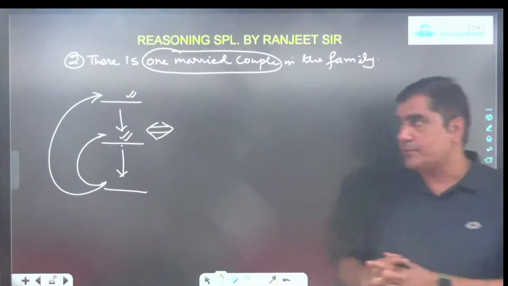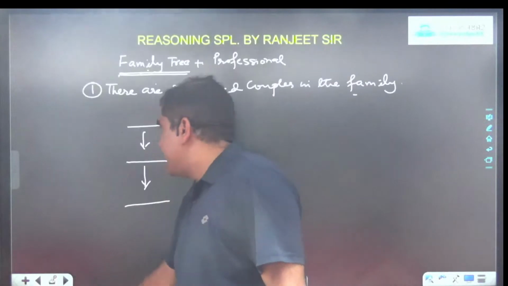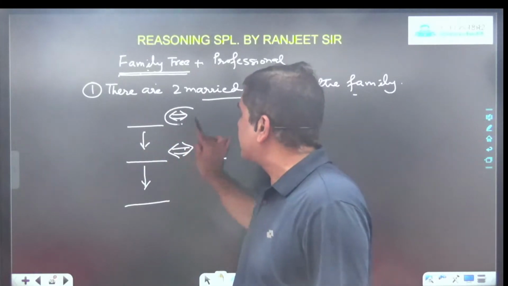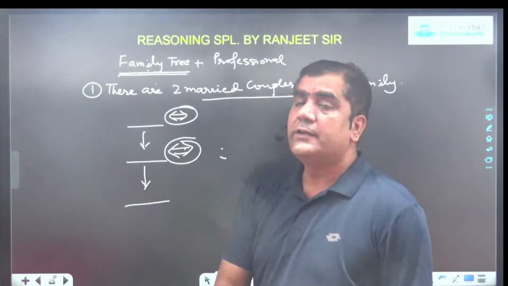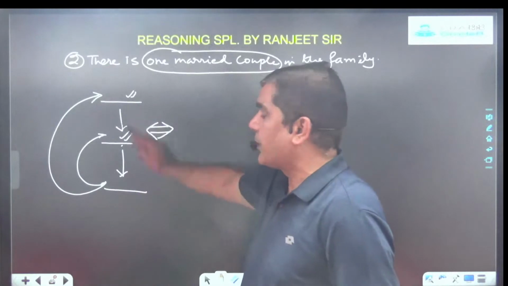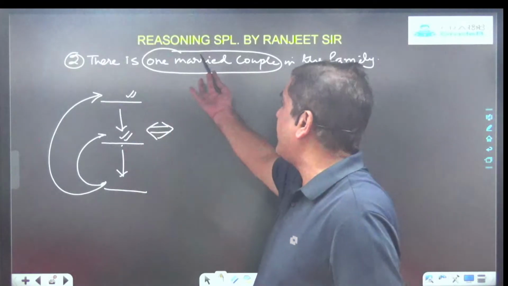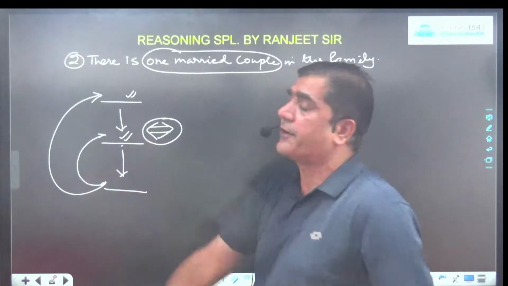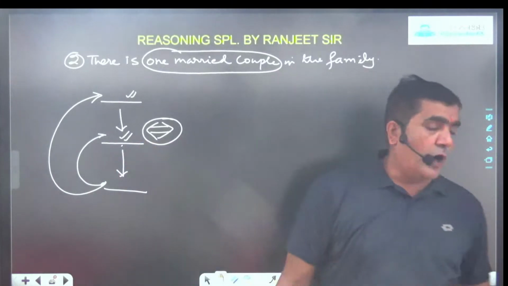Clear? So always remember, if they are talking about 3 generations and they are talking about 2 married couples, these 2 must be in the first 2 generations. But if in the 3 generation problem they are saying there is 1 married couple in the family, it means this married couple must be in the second generation. Always remember this.